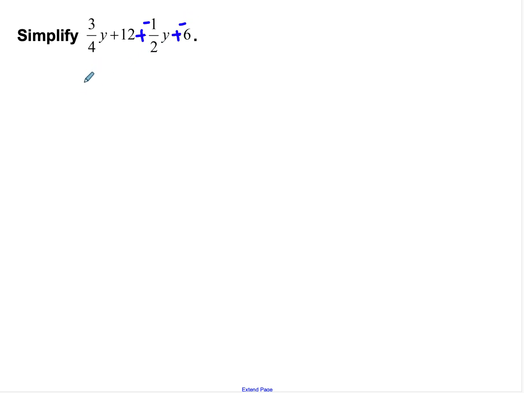Now I'm going to use my commutative and associative property to reorder these and group them together with the like terms. So I'm going to start with my 3/4 y. Then I'm going to put the like term with it, negative 1/2 y. I'm going to go ahead and put parentheses around them just to show that's a group I have to add. 12 plus negative 6.